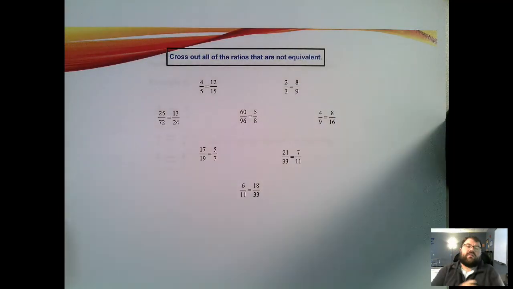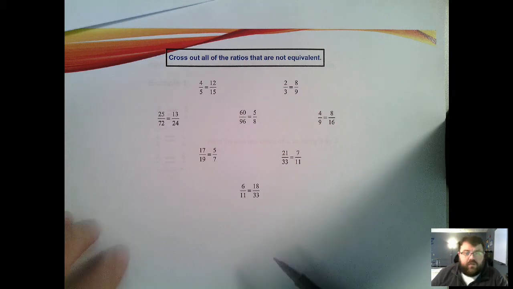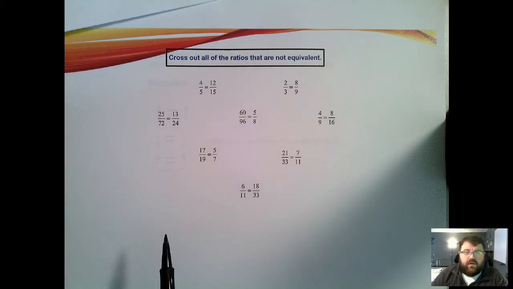Alright, now let's talk about how to determine if two ratios are equivalent to one another. Cross out all of the ratios that are not equivalent. So write these down, identify which ones are and are not equivalent. Think of the butterfly method that we did. Alright, so you could have done this a couple of different ways. Scale factor was a way that we talked about earlier.